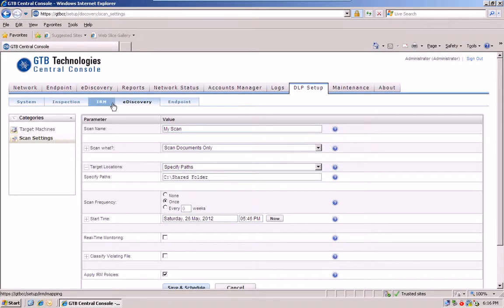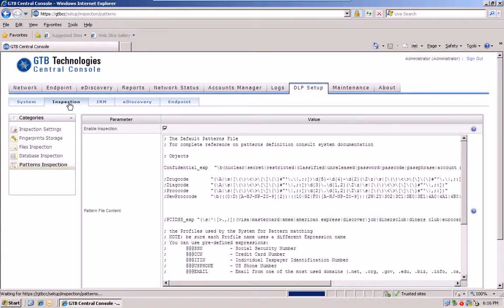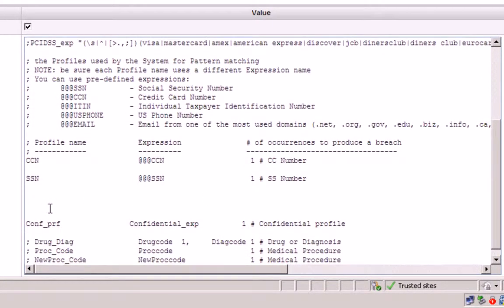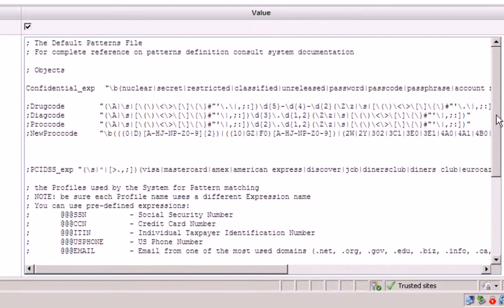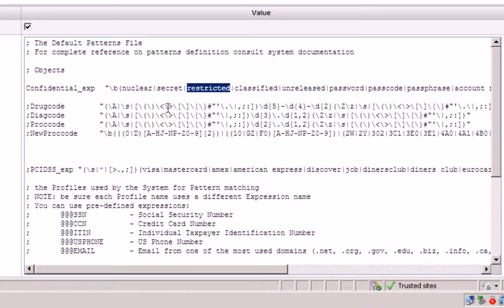Let's first look at the DLP policies that we have set up for the system. Over here we are going to look at two DLP policies. One is the DLP policy that we have made for the confidential keywords, and the other is to detect credit card information in documents. Let's have a deeper look at the DLP policy. As you can see, the confidential keywords DLP policy has been mapped to the confidential expression tag. And let's look at the confidential expression tag. The confidential expression tag is a bunch of keywords such as nuclear, secret, restricted, etc.